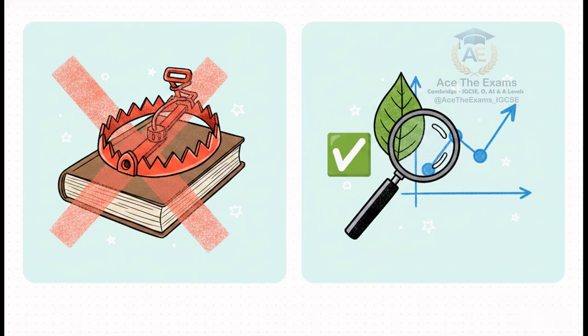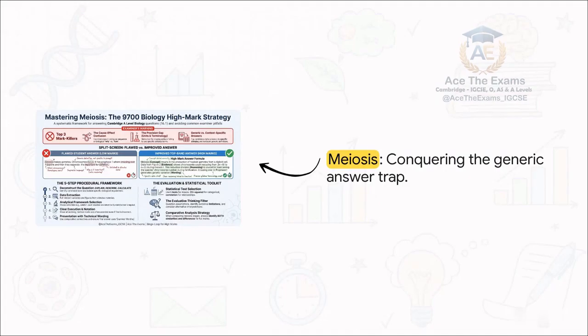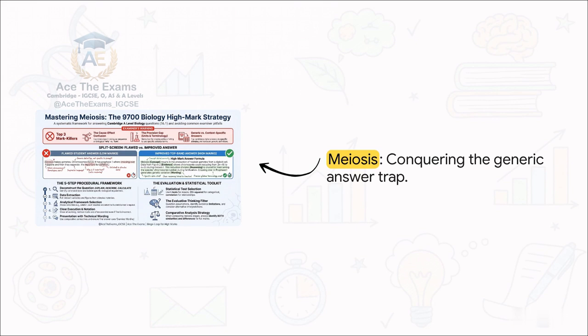So let's contrast a vague, memorized textbook response against a really precise, context-specific one. Check out this analysis of meiosis. Watch closely how the generic answer completely misses the mark. The low-scoring attempt just says, meiosis makes gametes. Chromosomes have. I mean, sure, it's true, but it is completely disconnected from the stimulus data. Now contrast that with the high mark strategy on the right.